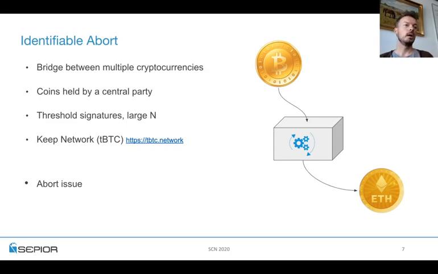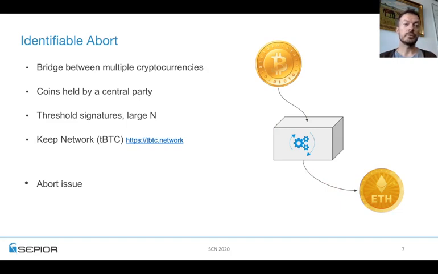Another feature that has gained focus recently is that of Identifiable Abort. It turns out that in the cryptocurrency community there have been some recent attempts at creating so-called bridges between different cryptocurrencies. The details are not relevant here, but think of it as a kind of magic box where you can put in bitcoins and out comes another kind of coin on a different blockchain, for instance Ethereum coins.